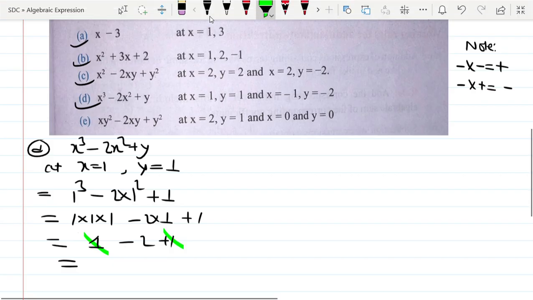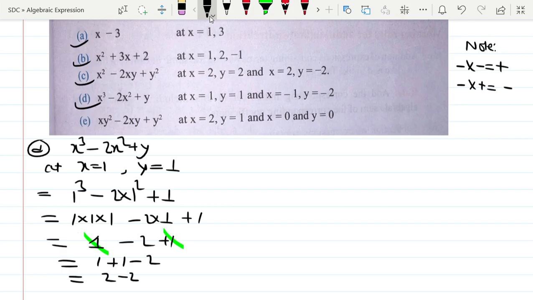So let's operate them first. It will be more convenient, and very safe. So 1 plus 1 I keep together first, and minus 2 I do. So 1 plus 1 is 2, 2 minus 2 results in 0. So the answer of D for the first one, x equal to 1, y equal to 1, we got.